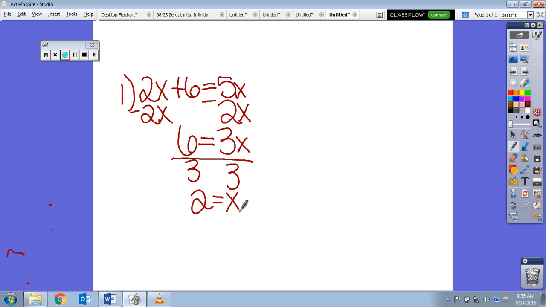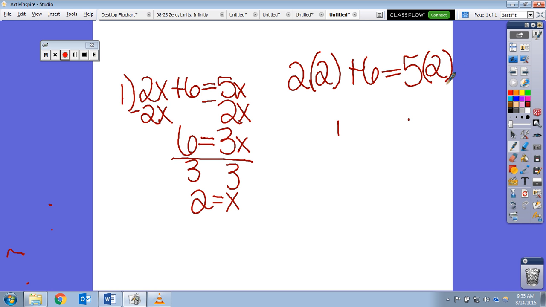I was about to ask you, very good. I was about to ask you if you ever wanted to check your solution. What would you do? Okay, so to check your solution, you're just going to plug it back in. So instead of this x, it's going to be 2. And so then you're going to multiply.